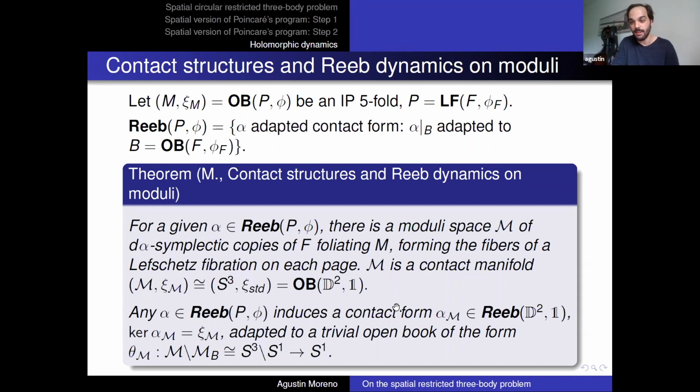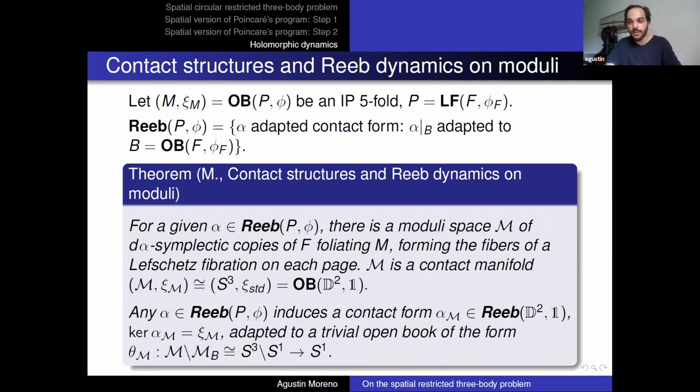So it's isotopic to the standard contact structure by the Giroux correspondence. And the key point here is that if you give me any alpha, I can cook up an induced contact form on the moduli space of curves, adapted to the trivial open book on S3. There's some concrete version of this abstract open book downstairs.